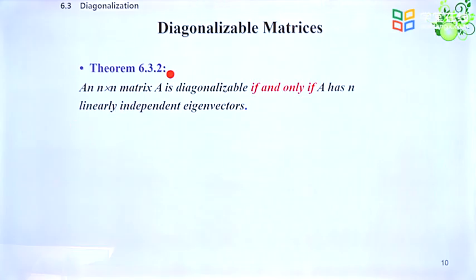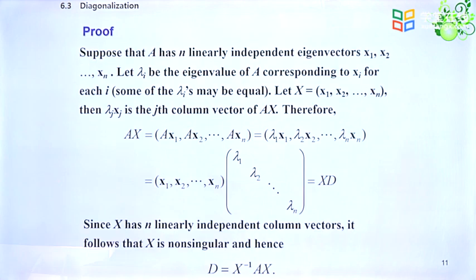Theorem 6.3.2. An n by n matrix A is diagonalizable if and only if A has n linearly independent eigenvectors. Okay, we can prove this. Suppose that A has n linearly independent eigenvectors x1, x2, till xn. Let lambda i be the eigenvalue of A corresponding to xi for each i. Some of the lambda i's may be equal.